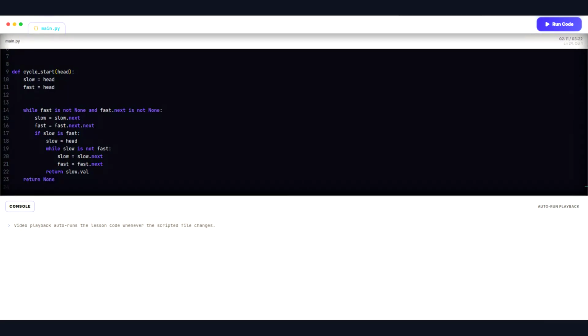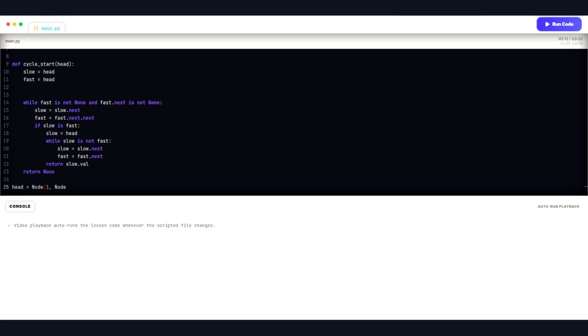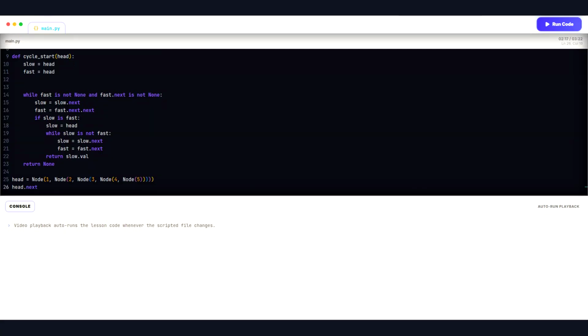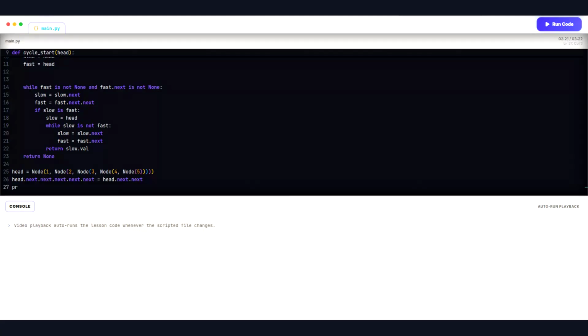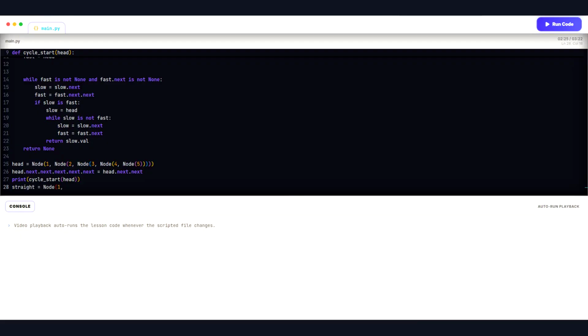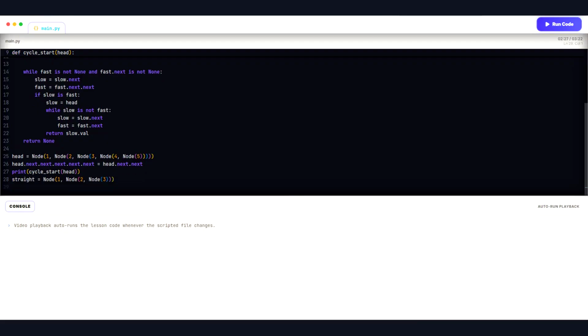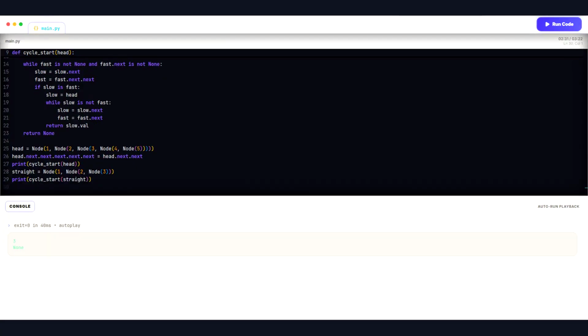Now, let's test it and hit run. There it is. The loop reconnects at the node holding 3, so we get 3. The straight list has no loop, so we get nothing.